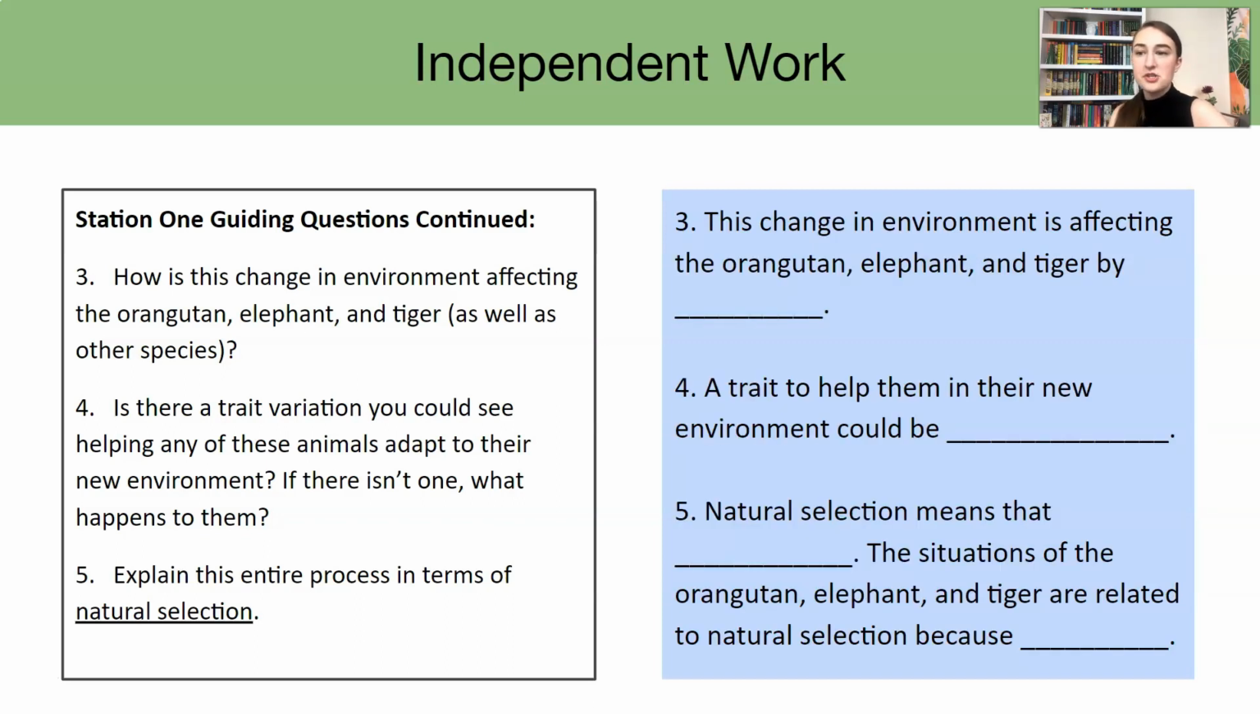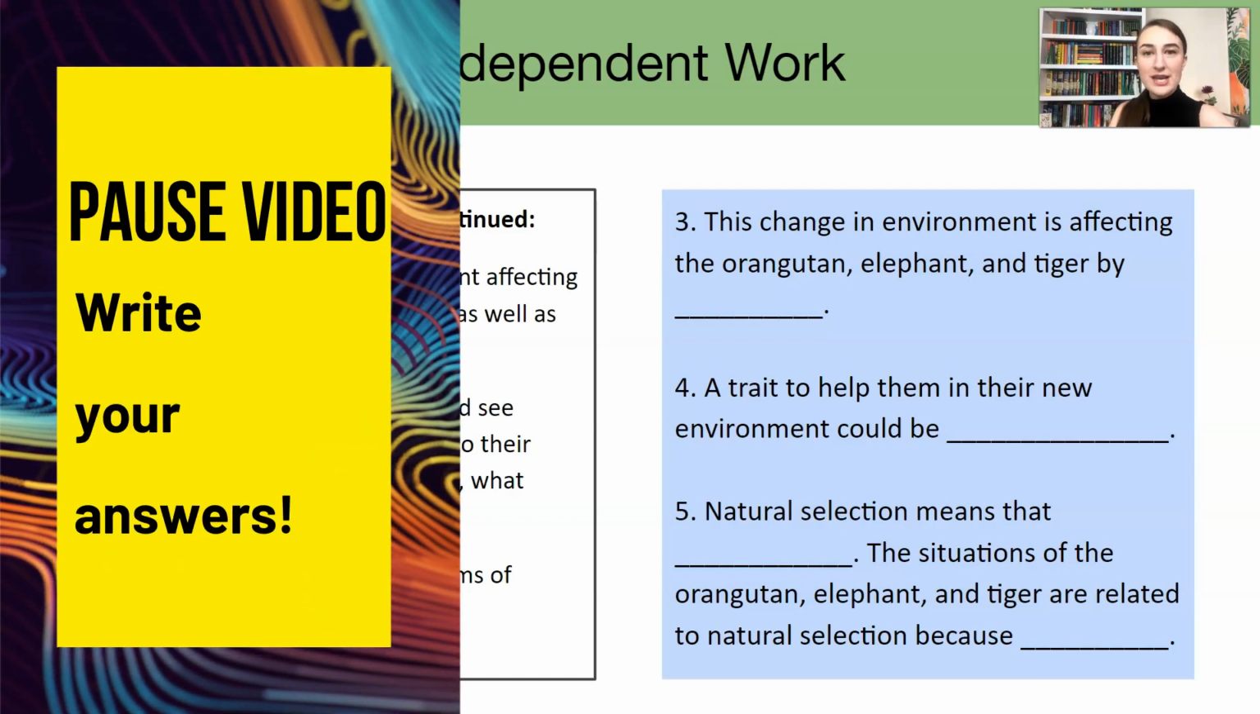So here are some sentence starters to help you. Number 3, this change in environment is affecting the orangutan, elephant, and tiger by doing this to them. 4, a trait to help them in their new environment could be blank. Or if there isn't a trait, you need to explain what happens to the animals if there isn't a trait. And number 5, natural selection means that, and then remind us what natural selection is. The situations of the orangutan, elephant, and tiger are related to natural selection because blank. Pause this video, answer these 3 questions on your own.